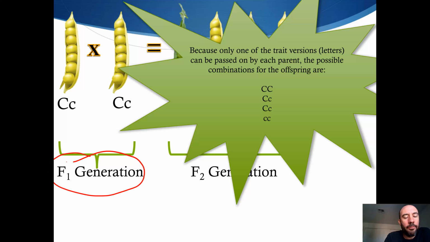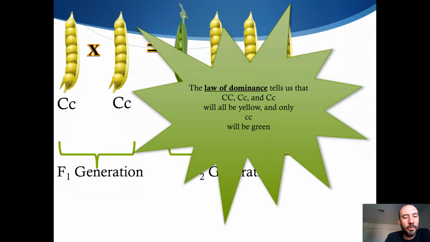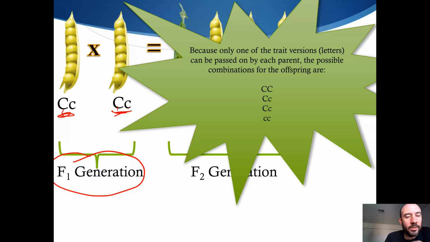Now, let's take two of those F1 generation pea plants, the ones that have big C, little c, and let's figure out what kinds of combinations could be passed on. Well, this one could pass on a big C or a little c. So let's start with big C. Also, this one could pass on a big C or a little c. So our combinations are as follows. Big C, that's that. Big C, little c, big C, which we're just going to write as big C, little c.